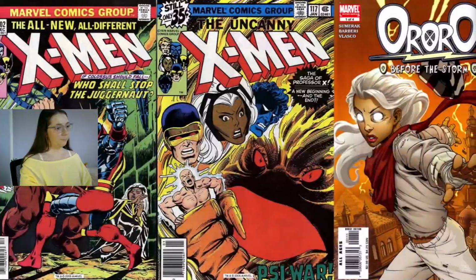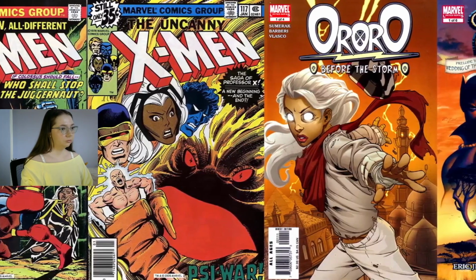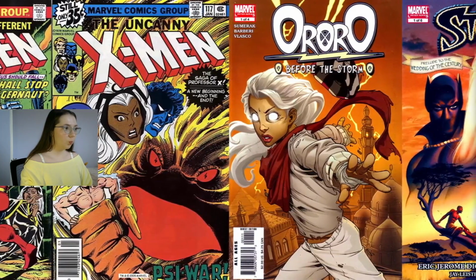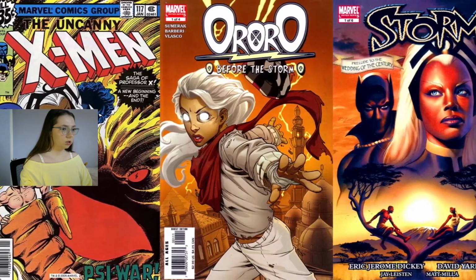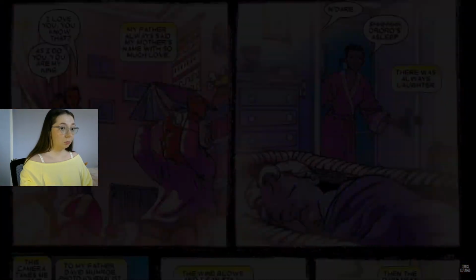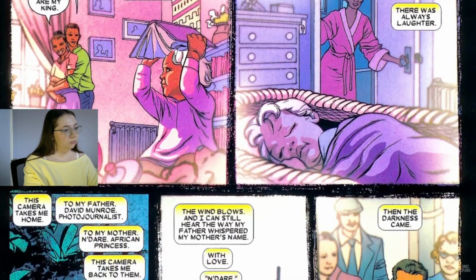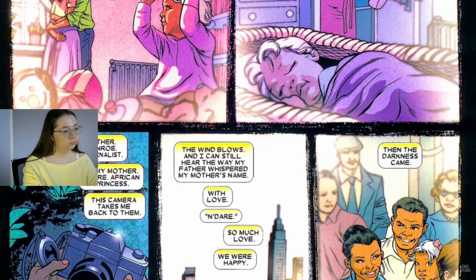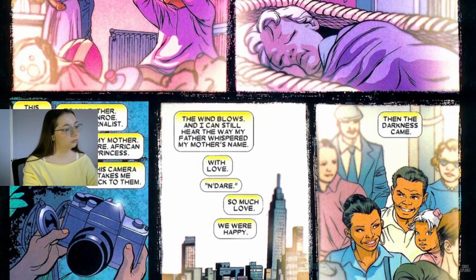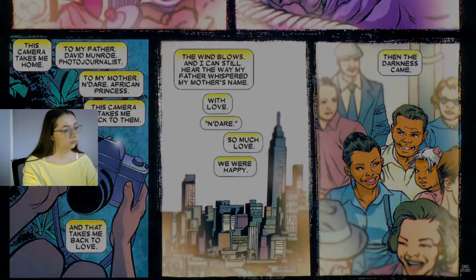So in order to pull Storm's backstory together, we're going to have to draw on four main sources: Uncanny X-Men issues number 102 and number 117, as well as Storm's 2005 and 2006 miniseries. Starting with her 2006 miniseries, we learn that her father, a man named David Monroe, had fallen in love and married a princess from Kenya named Nadir. Due to her love for David, combined with her desire to see the world, Nadir moved to New York with David, where they took up residence in Harlem.